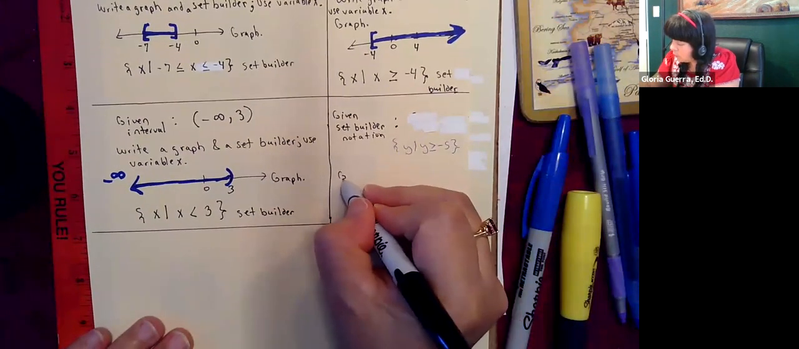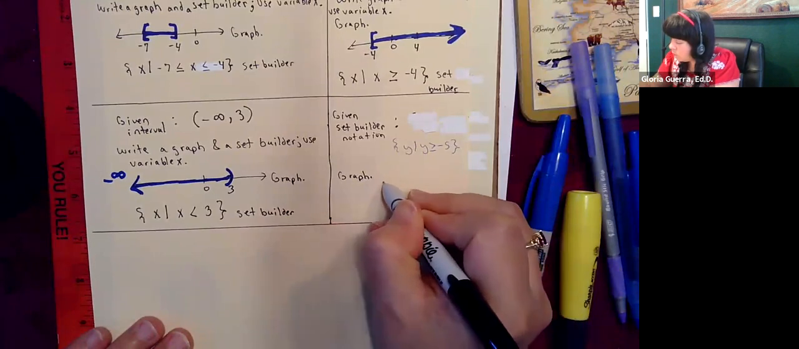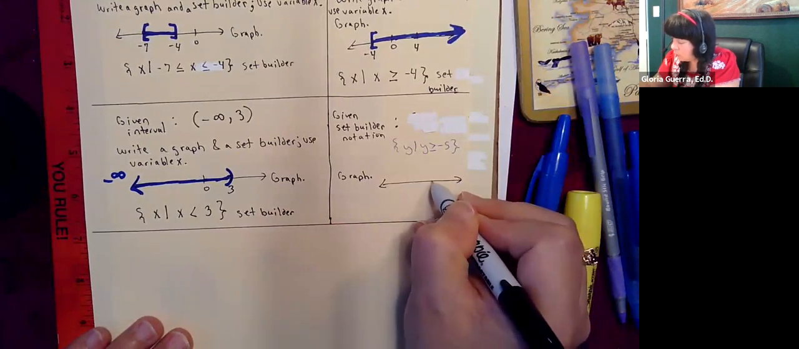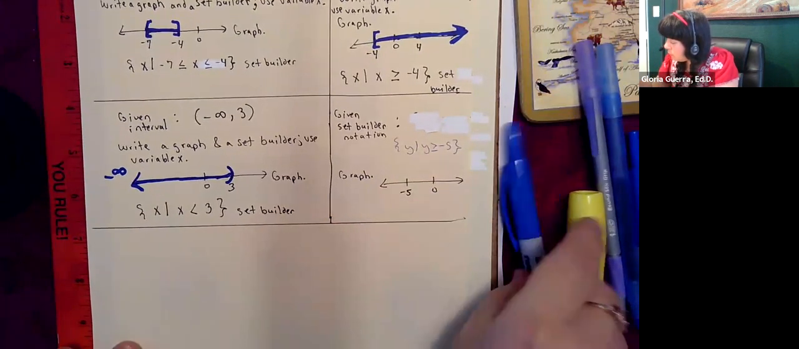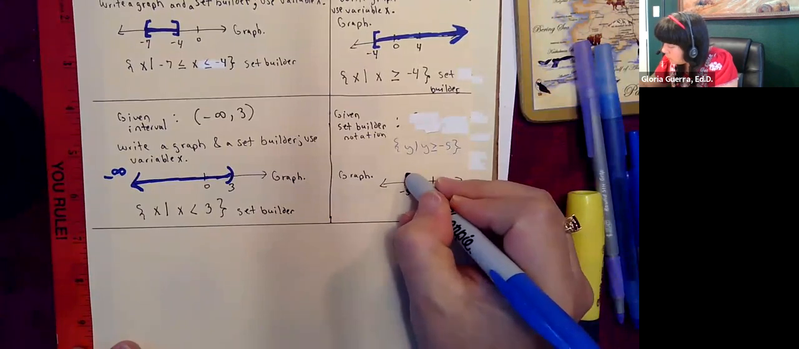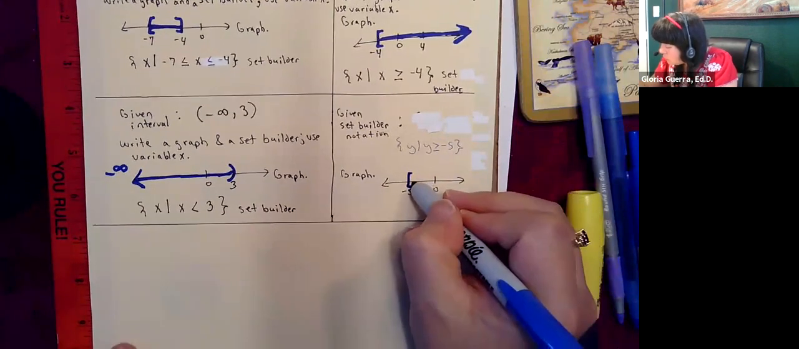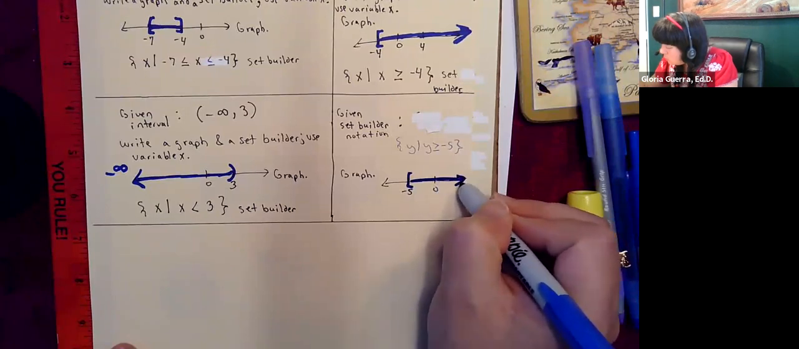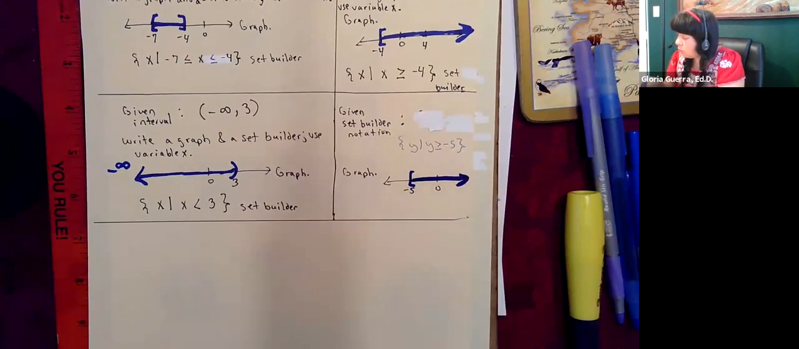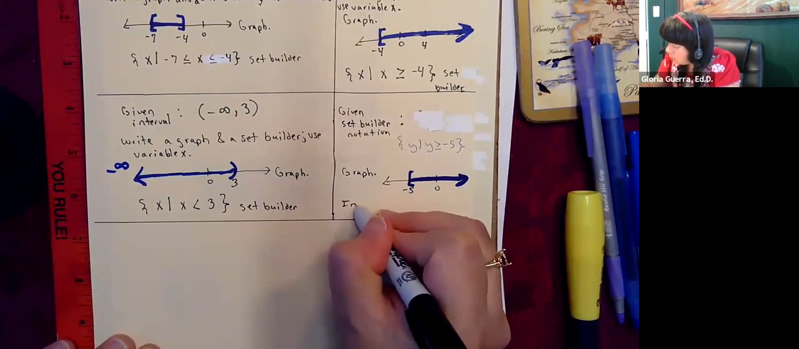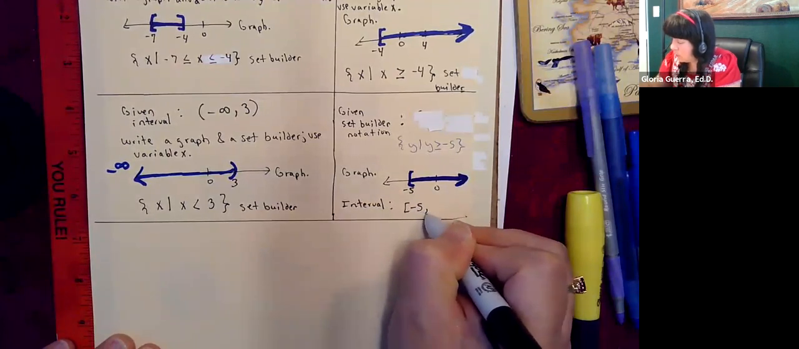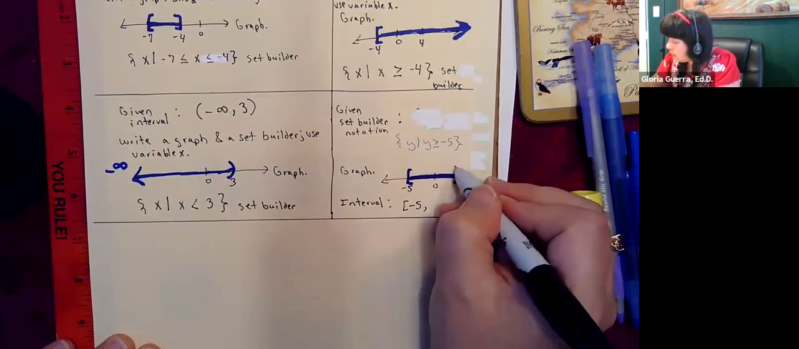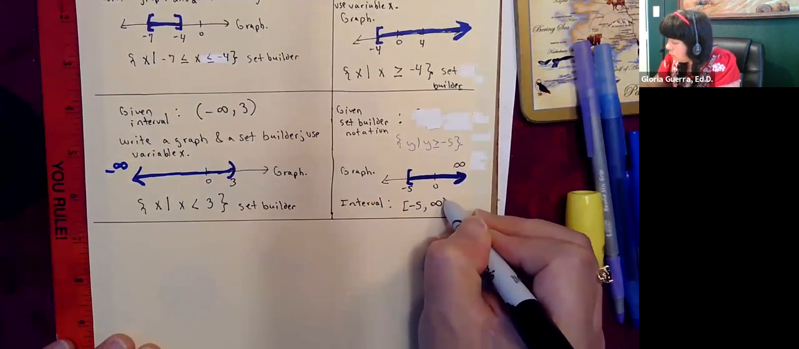Okay, so your graph. So here's 0, here's -5. So I have a bracket on -5. And y is greater than, so we're shading this direction. All your unknowns are bigger than that, equal to. And then your interval is bracket -5 all the way to, see, positive infinity, parenthesis.